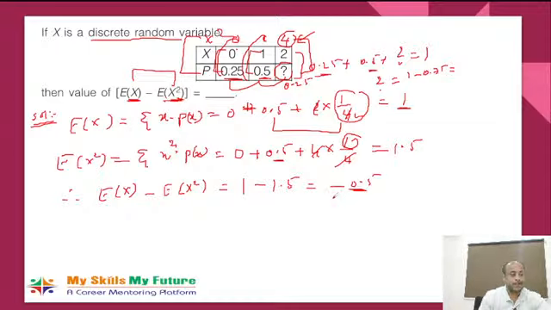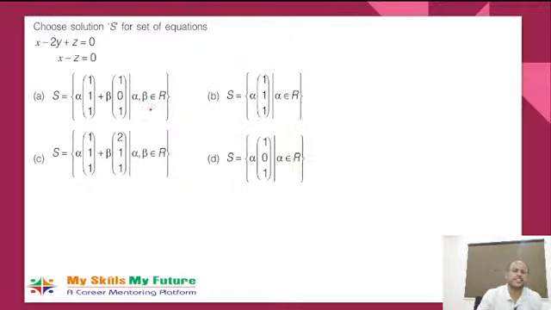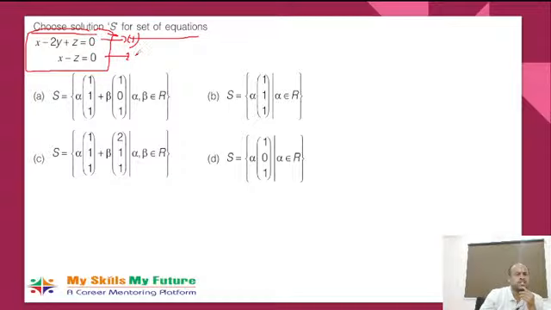Okay. Now we will continue our problems. The next problem is very simple, but it looks very difficult. Observe this. This is clearly a system of equations problem in the chapter linear algebra. The question is: choose a solution S for the set of equations. Only 2 equations are given, but 3 variables appear. Yes, x minus 2y plus z equal to 0. This is equation number 1. x minus z equal to 0. This is equation number 2.